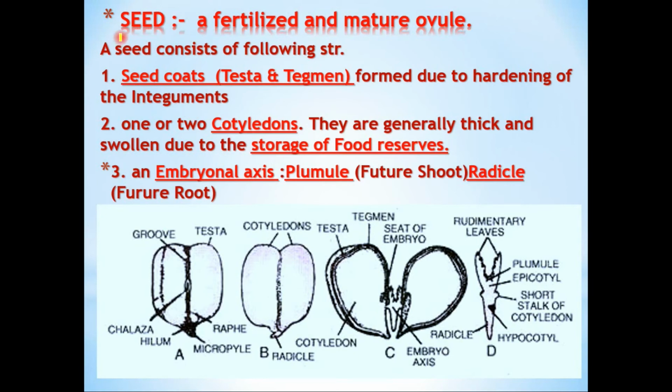Now we will study a little bit about the seed. What is a seed? Seed in fact is the most important structure which has been formed as a result of sexual reproduction in flowering plants. And if it comes to the definition, we can say that a fertilized and mature ovule is called seed. So when we go into the structural details of a seed, say for example a gram seed which has been shown in this picture, in this diagram.